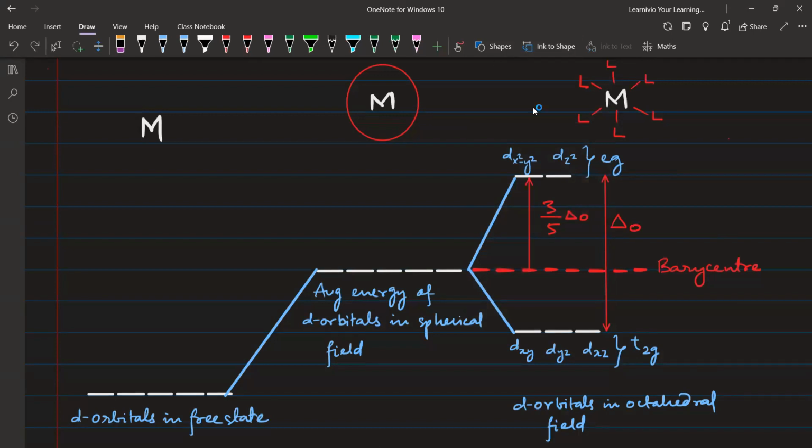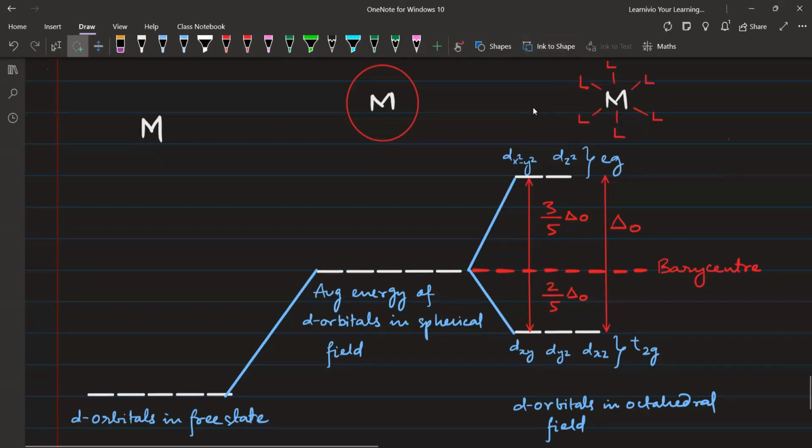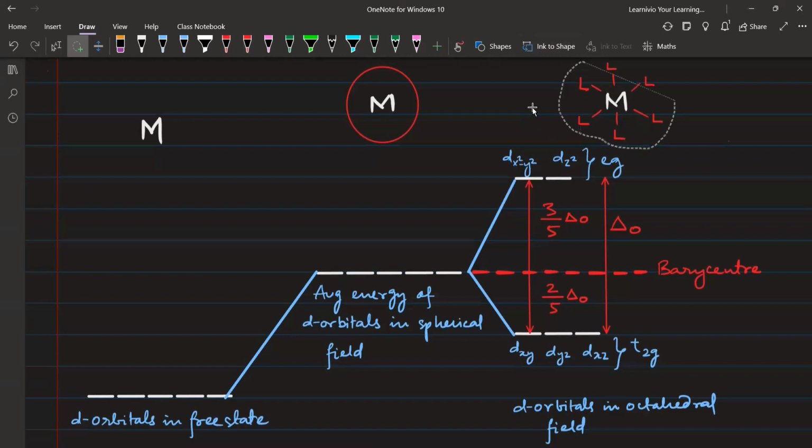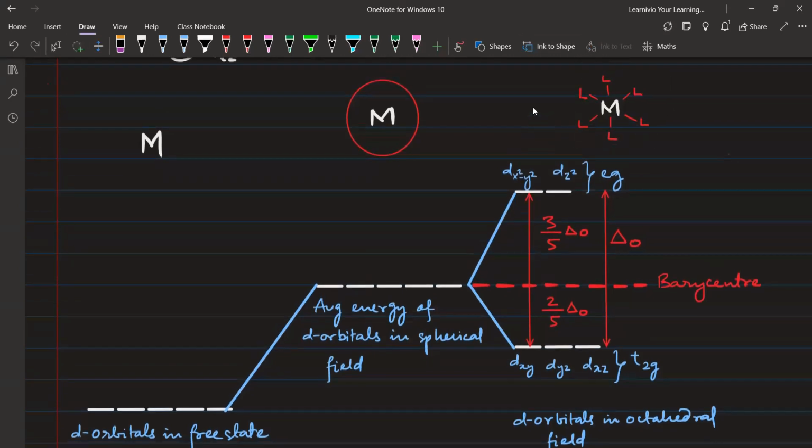और वहीं पे जो आपके पास T2G लेवल्स है, this T2G level is below the barycenter. And how much below? 2/5 del O below the barycenter. ठीक है, चलिए इसको पूरे को बना लीजिए. Sir, can you explain what is del O again? del का मतलब हो गया डिफरेंस इन एनर्जी. O का मतलब हो गया बिकॉज ऑफ ऑक्टाहेड्रल स्प्लिटिंग, वही del O. Okay, sir. ठीक है.